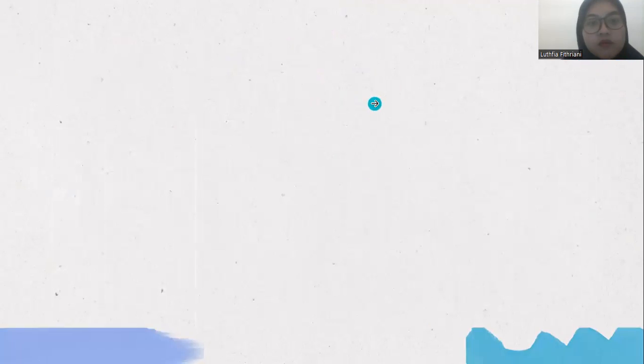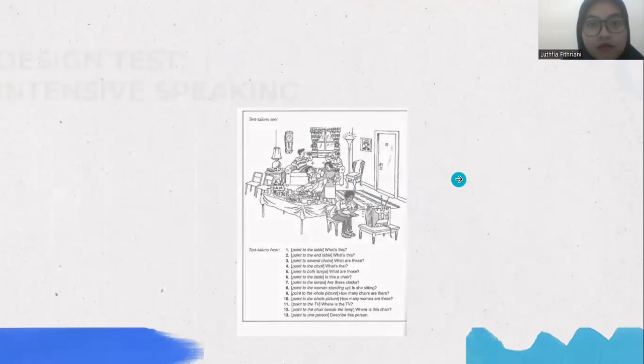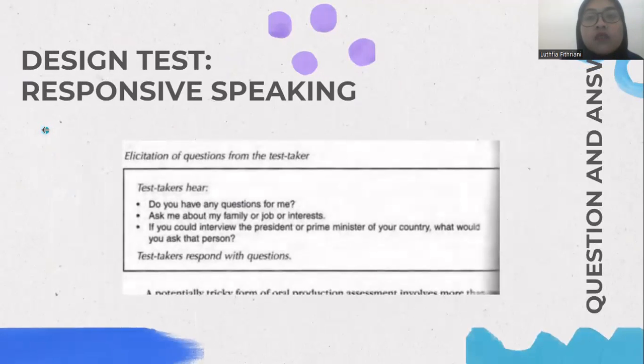dialogue, picture cued. So that's the example of the test for imitative speaking. Now we will take a look at assessment or type of test in responsive speaking.